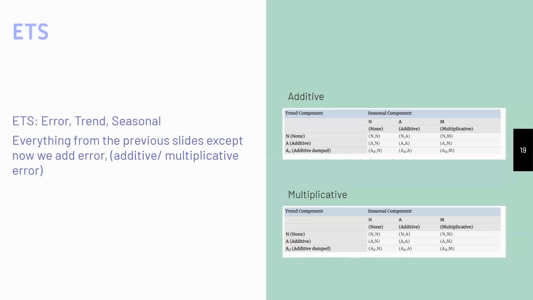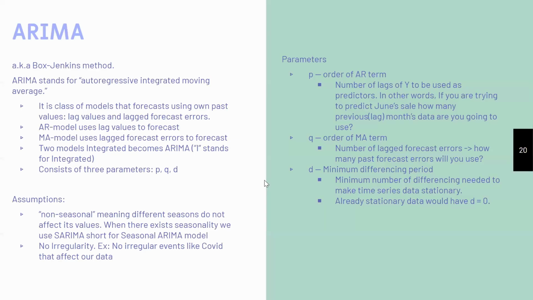So now a note on ETS. ETS just builds on what we talked about. It's just error, trend, and seasonality. So now we just add error onto it. So we can also make the error not just regular, but we can make the error either additive or multiplicative.